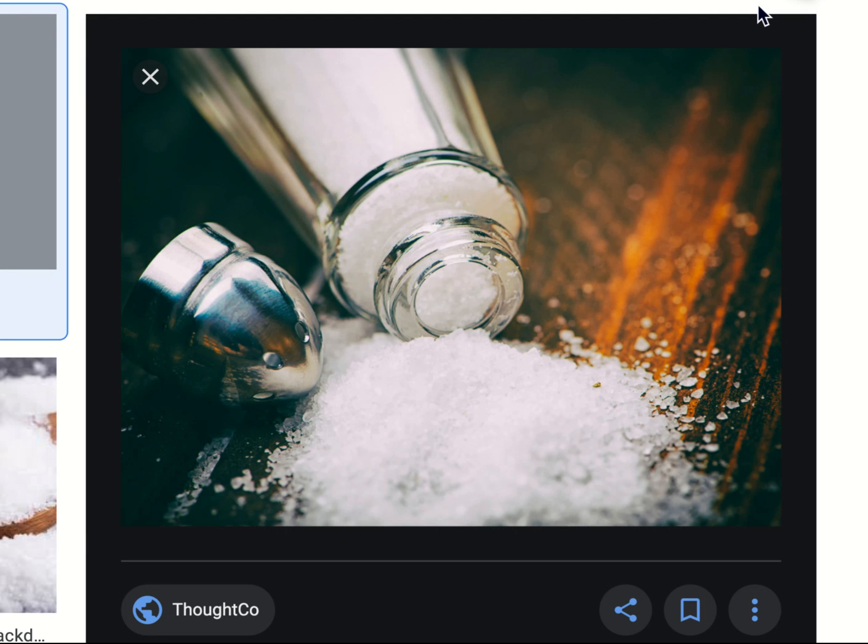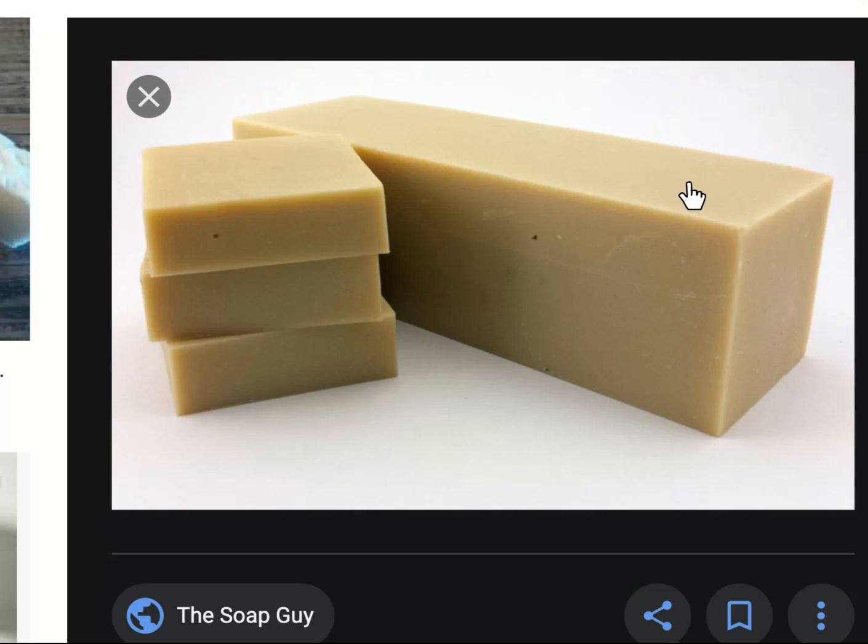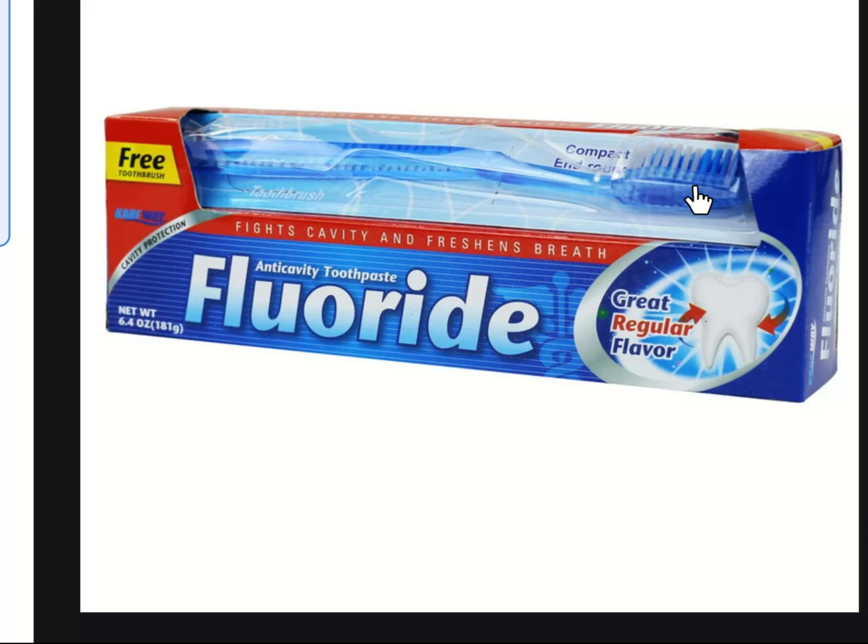Now, I'm going to show you some ionic bond examples. Our first example is sodium chloride, which is known as table salt. The second example is calcium chloride, which is known as rock salt. The third one is sodium hydroxide, which is used in soap. Another example is sodium fluoride, which is the fluoride found in your toothpaste.